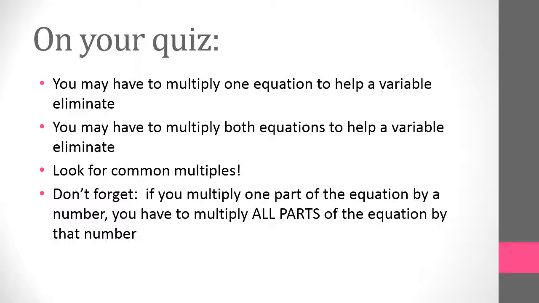On your quiz, a couple things before we get started. You may have to multiply one equation to help a variable eliminate. Remember, with linear combination, our ultimate goal is to eliminate a variable so we are only left with one variable that we can solve for. You also may have to multiply both equations to help a variable eliminate. Sometimes you might only need to do one, sometimes you might need to do both. Look for common multiples. And lastly, don't forget, if you multiply one part of the equation by a number, you have to multiply all parts of the equation by that same number.